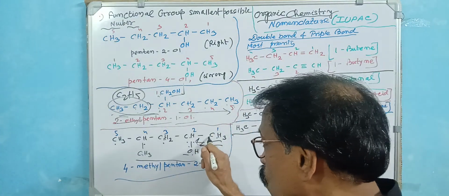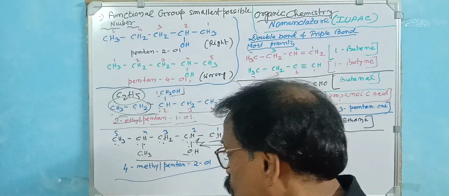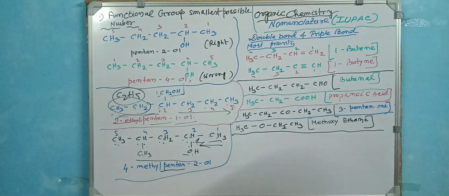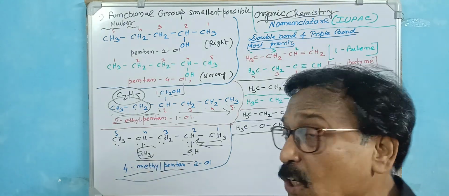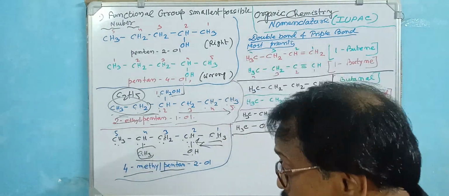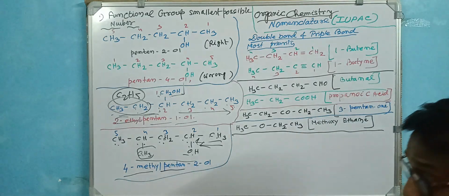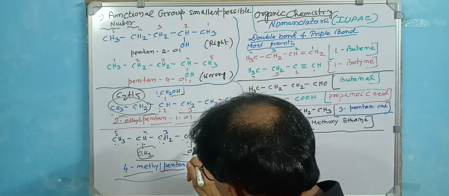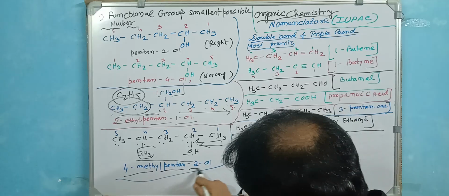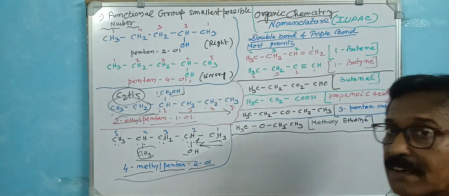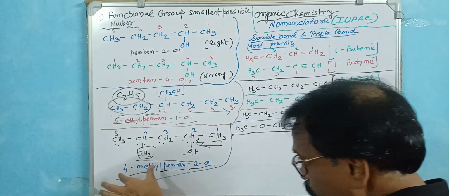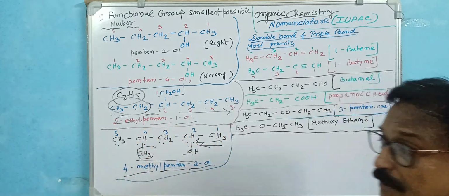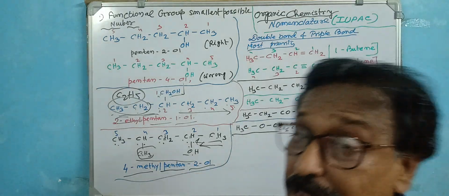So what is the longest chain? 1, 2, 3, 4, 5. So pentan, no problem. Okay, what is attached as the alkyl group? At the 4th position. So 4 methyl because of CH3. 4 methyl is clear to you? 4 methyl pentan 2 position. The position is 2 ol. This is the right IUPAC naming. The 4 methyl pentan 2 ol, is it clear to you? That is a very clear concept.